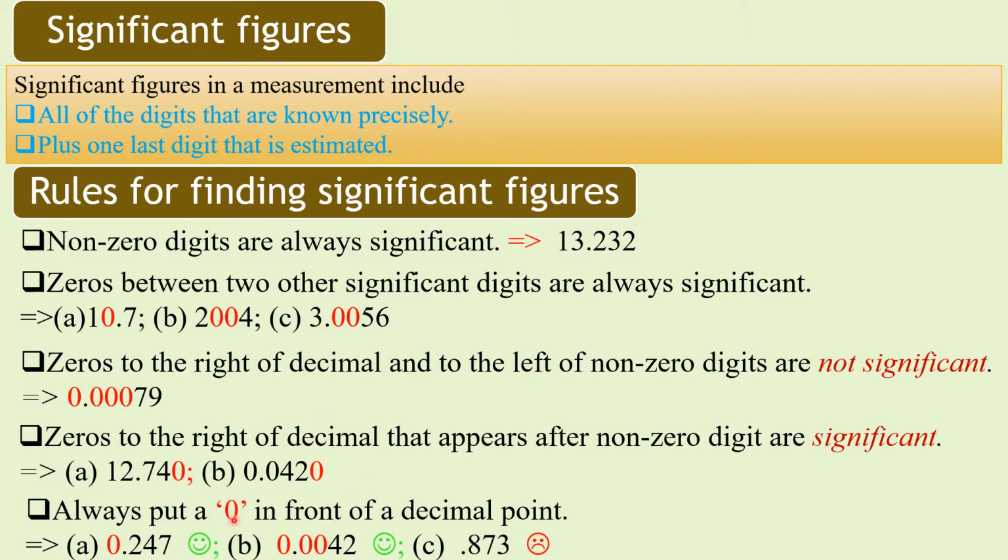Always put a 0 in front of a decimal point. For example, it's good to write 0.247, it's good to write 0.0042, but .873 doesn't look nice. So we should write it like 0.873.